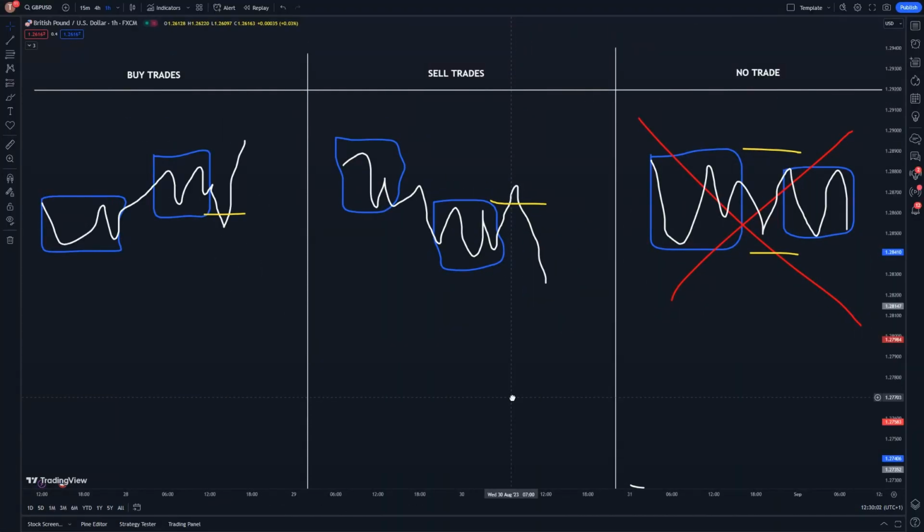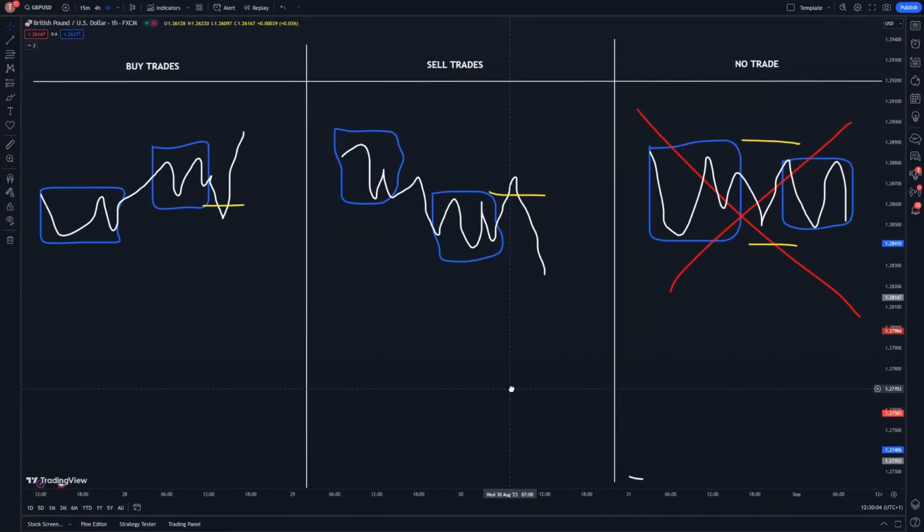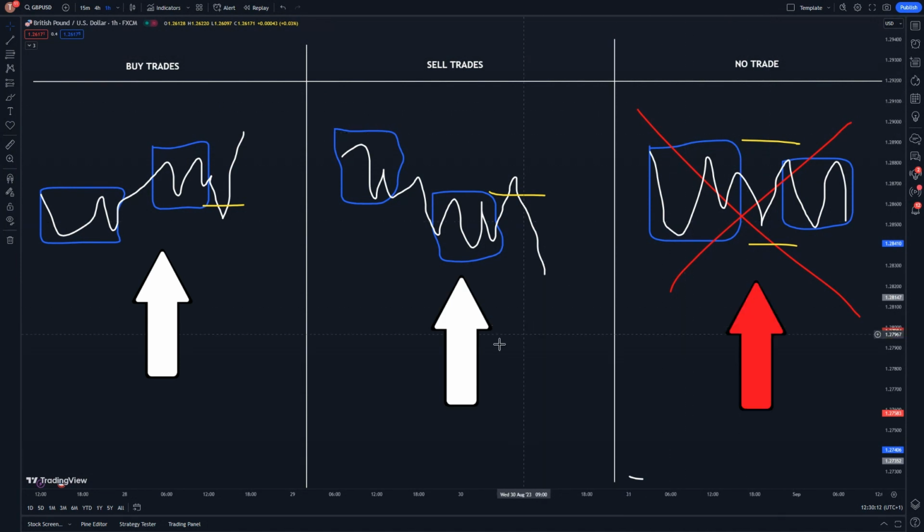Right, let's get on to the money setups. For this price action strategy to be profitable, we need a few things to happen. I have marked out the 2 different types and also what to avoid. You can see we have a buy trade setup, a sell trade setup, and then a no trade, meaning that this type of setup isn't valid.